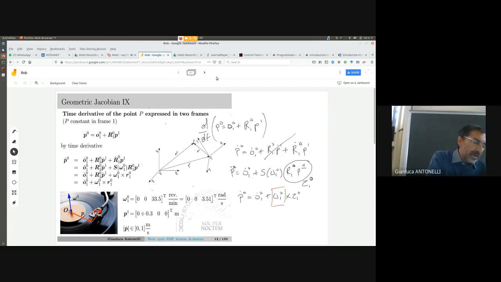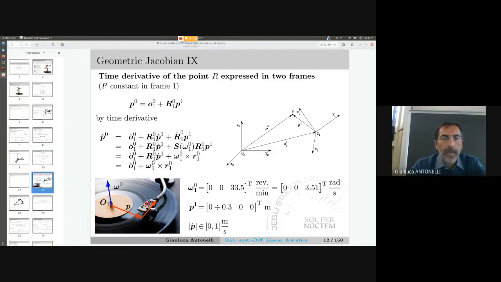It means that we can easily apply the equation, and we have that the linear velocity of the small head goes from zero, when I'm here, to 1 meter per second when I'm here. Okay, it's just an application of this relationship in order to better focus in our mind.